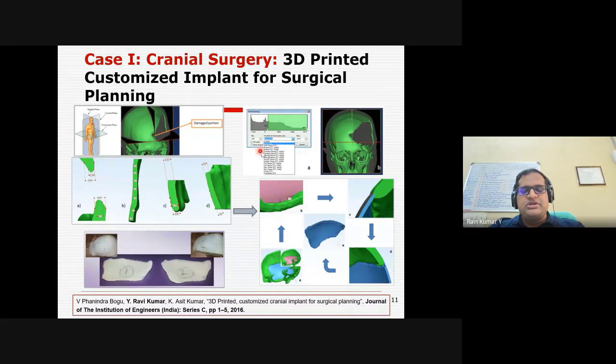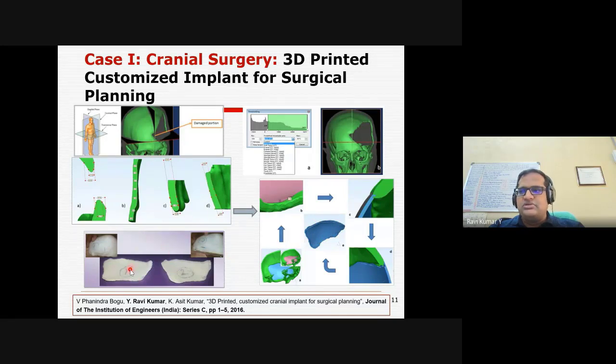That is what gets captured or reconstructed here, and then you design an implant for the missing portion of this cranial region, which is done using another software called Materialise. So you use certain software tools to reconstruct and design your cranial implant, and further you convert that into an STL file and print it on a 3D printer.